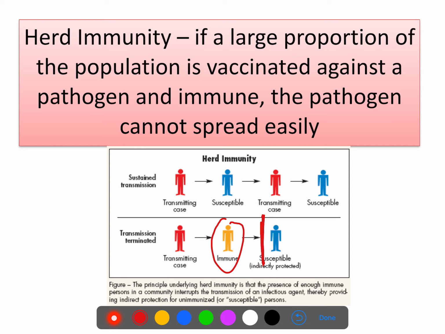However, if there's lots of people that are susceptible, and a high proportion haven't been vaccinated against it, it can spread. So the pathogen, I should say, can spread. So the principle of herd immunity is if a larger proportion of your population is vaccinated, a pathogen cannot spread as easily because it won't be passed on from somebody who is immune.